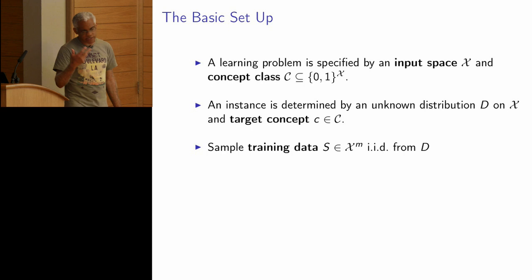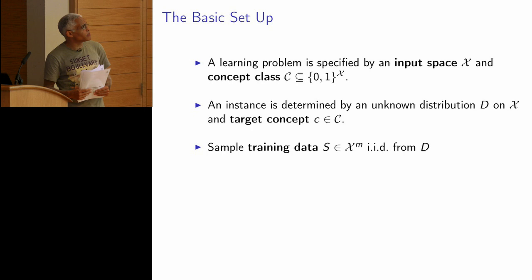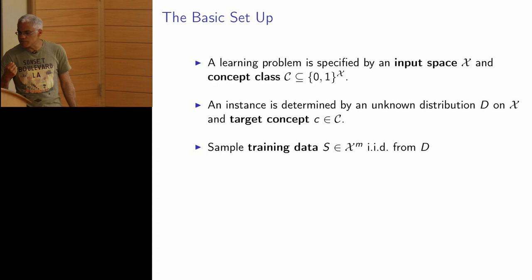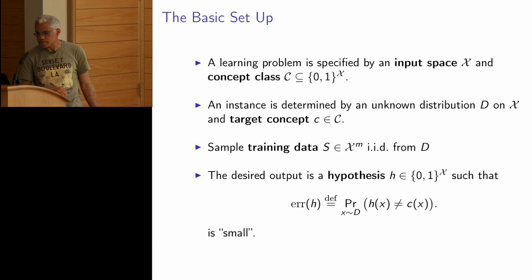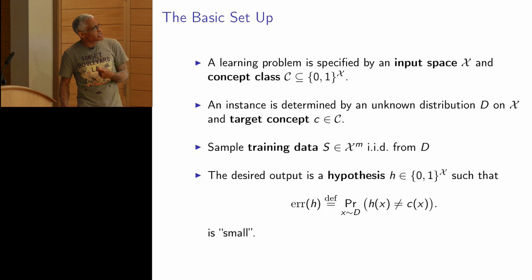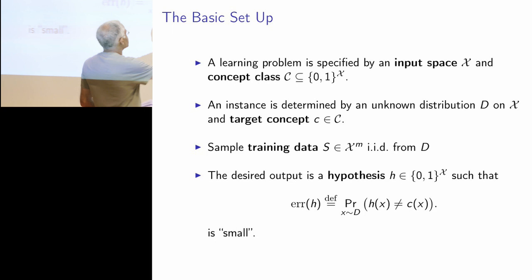So the idea is, to learn this target concept, we draw a training sample of size m. So S is a sequence of elements from the input set of size m, and we take these independently and identically distributed from D. Our target is C, and the output of the learning algorithm is a hypothesis. The hypothesis is a function from the input space to {0,1}.